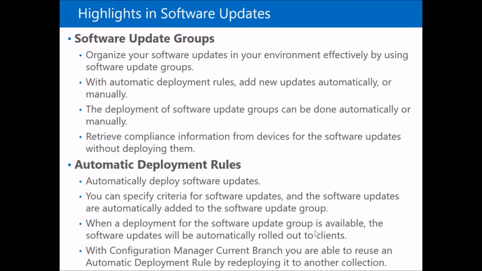With Configuration Manager Current Branch, you are able to reuse an automatic deployment rule by redeploying it to another collection. Once we create these deployment rules, like I said last time, they're just like ingredients in our kitchen, so we can use them again and again for different recipes. So basically, we create this automatic deployment rule, and it's sitting there. We can deploy it to one collection, and we can deploy it to another collection. Collections are user groups, computer groups, and so on.